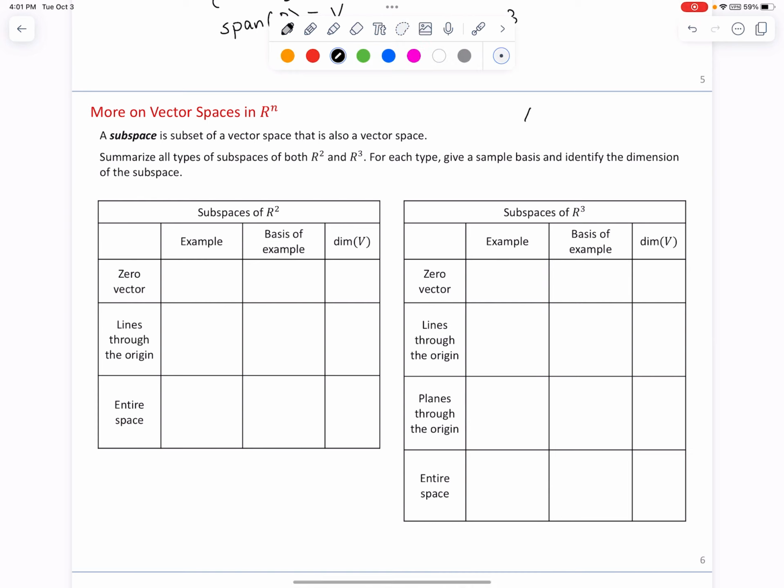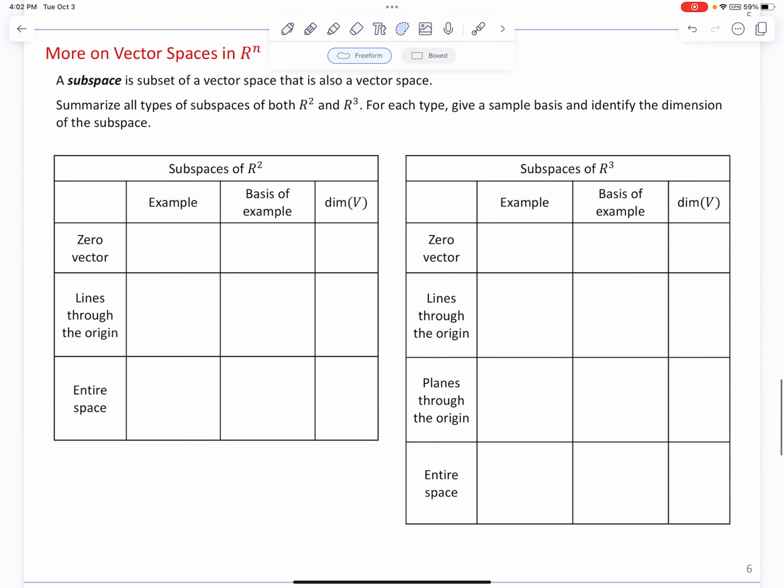When we say subset, we're talking about this notation here. A is a subset of B, and this allows for possible equality, this symbol right there. So if A and B are the same set, then we can still say that A is a subset of B. So let's make sure that that's clear. So focusing on the subspaces of R2, all the different kinds of vector spaces that are subsets of R2.